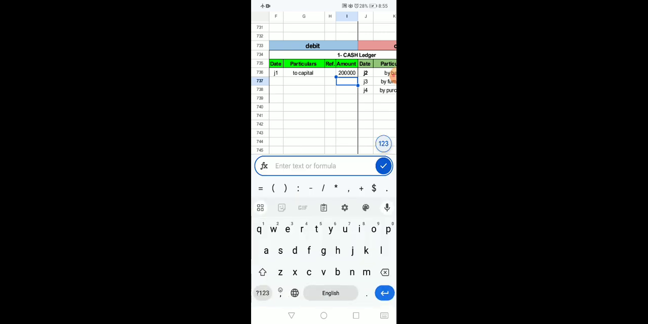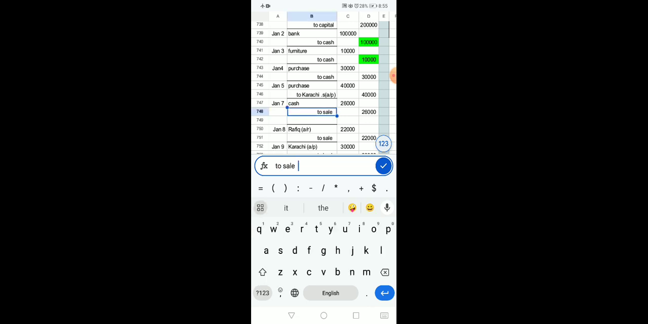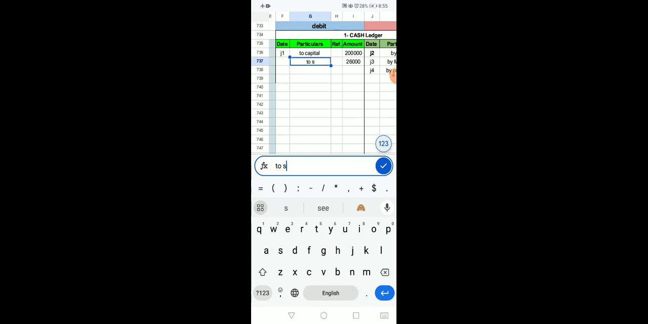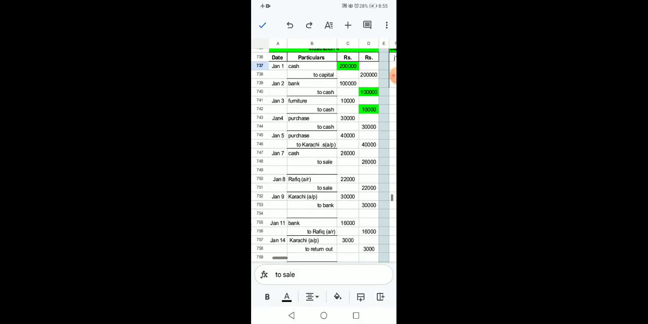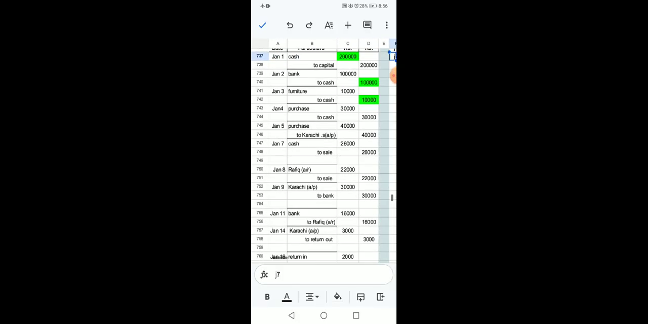January 7 entry, see cash is present over here with 26,000 on debit side. So you will go to the debit side and write 26,000 over here. Okay, now see 26,000 reference, what is written on the opposite side? To sale. So you will write to sale over here. See its date Jan 7. Put date January 7 over here. This way 26,000 has been posted. That means cash on debit side is completed. Mark it as done.